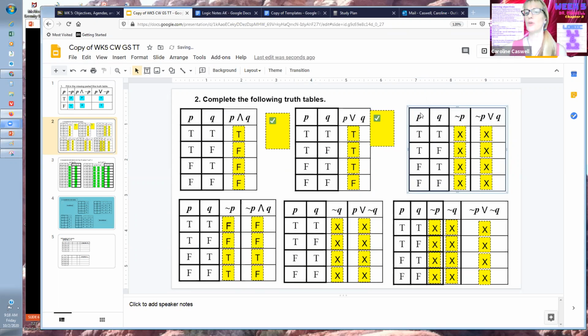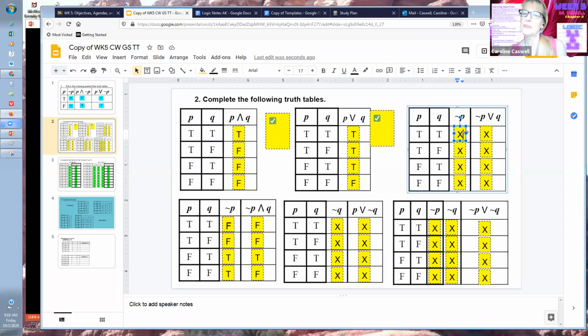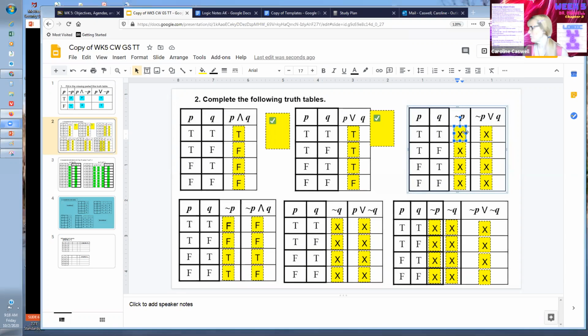So let's go to the right. We have P and Q, again 4 rows, 2 trues, 2 falses: true, false, true, false. Always the same. Now we need not P. I want you to spend a minute and do that column on your own. See what not P would be if you have P. Go ahead and do that. I'm going to give you a minute. And then if you're feeling confident, do the not P or Q. Go ahead and do that one.